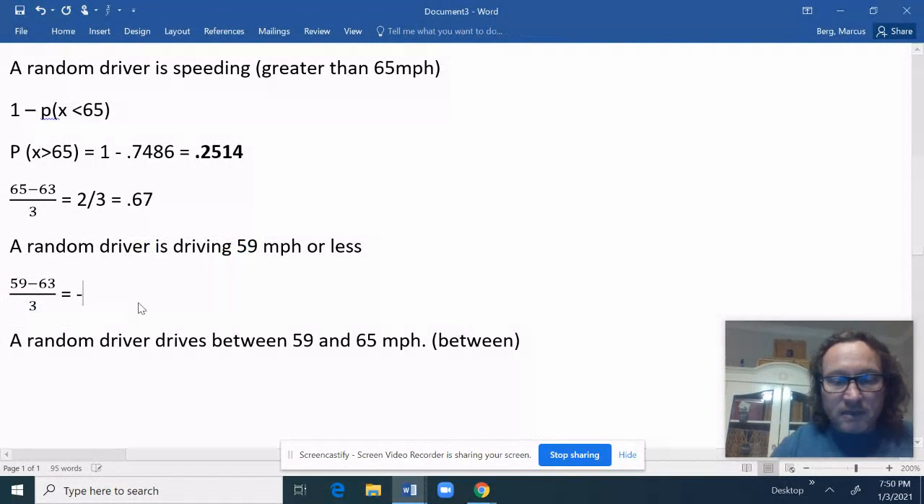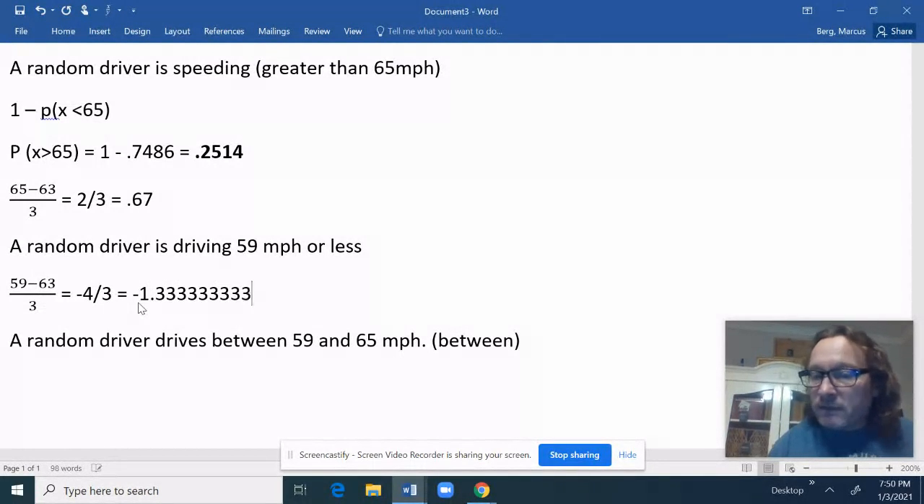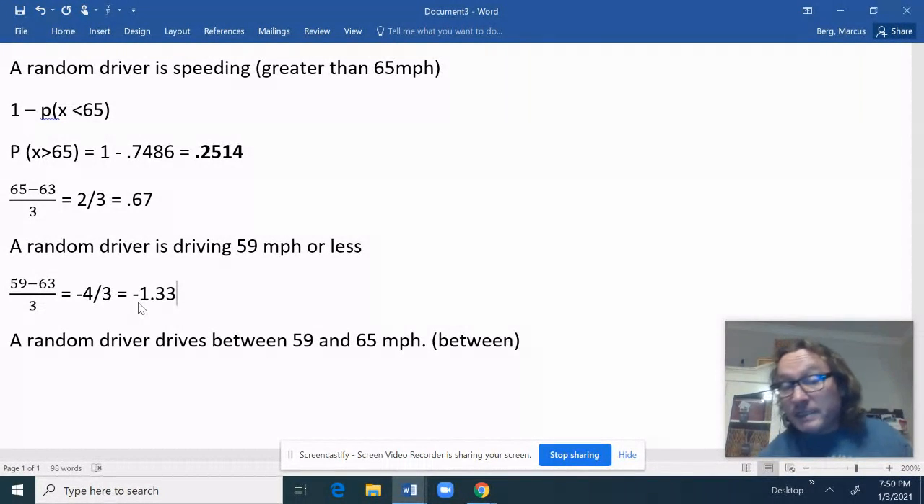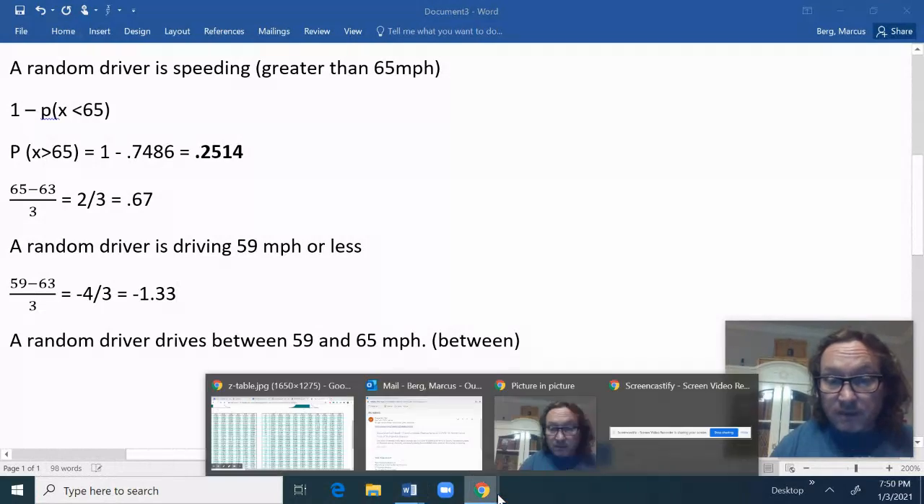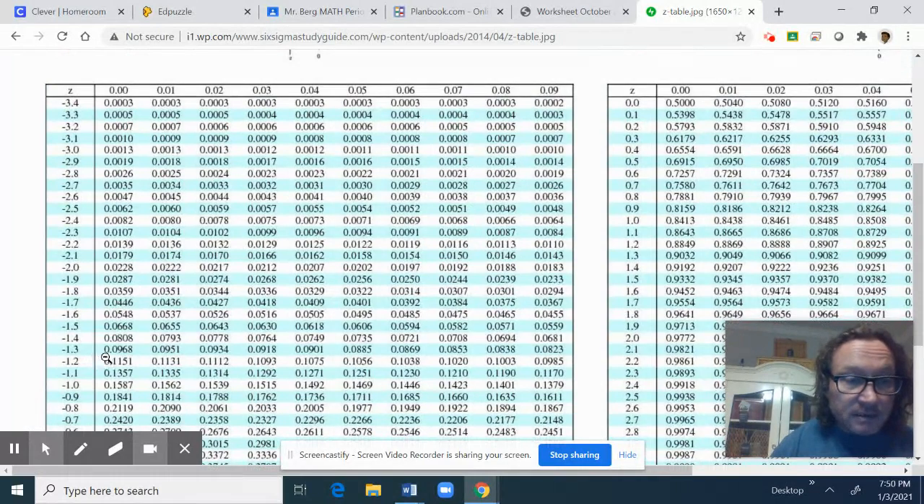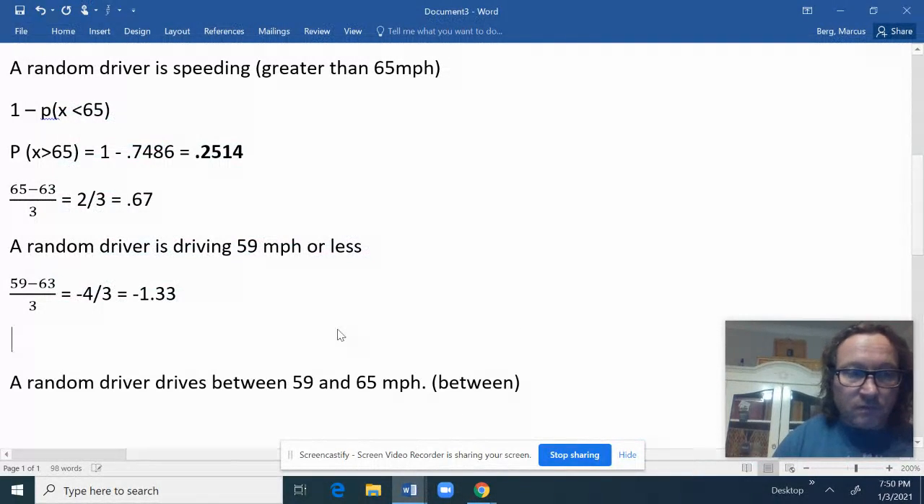So that would be negative 4 divided by 3, which is negative 1.3333333. Well, I think you get the point. Let's just go to 1.33, and then we can round it. Let me take out my handy dandy z chart. Negative 1.30, 1.31, 1.32, 1.33, 0.0918.